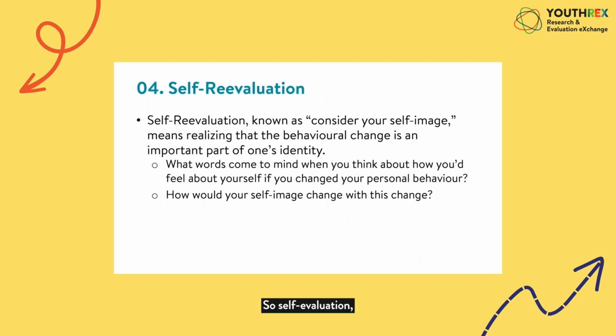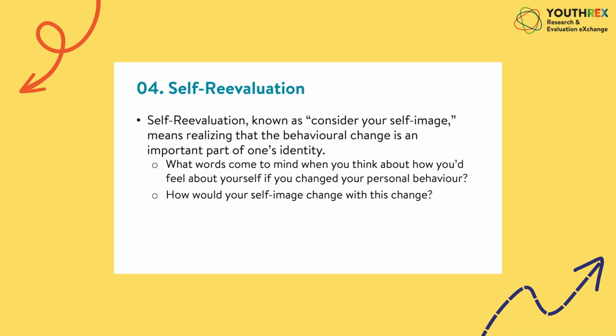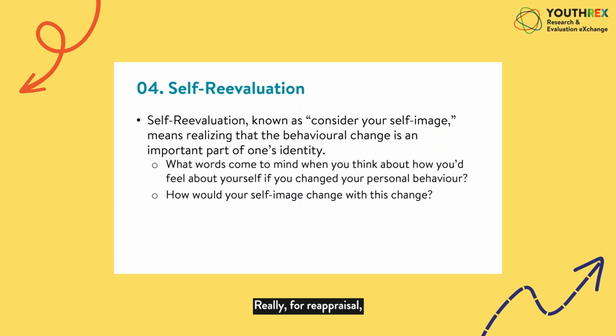So self-reevaluation, which means considering your self-image, really just means realizing that the behavior change is an important part of one's identity. So it encourages the youth to think about their identity with and without the behavior, and to start thinking about themselves in a different way. Healthy role models and imagery are techniques that can move youth through this process. And there are certain questions you can ask youth to support their self-reappraisal, such as, what words come to mind when you think about how you feel about yourself if you change your personal behavior? Or how would your self-image change with this change?